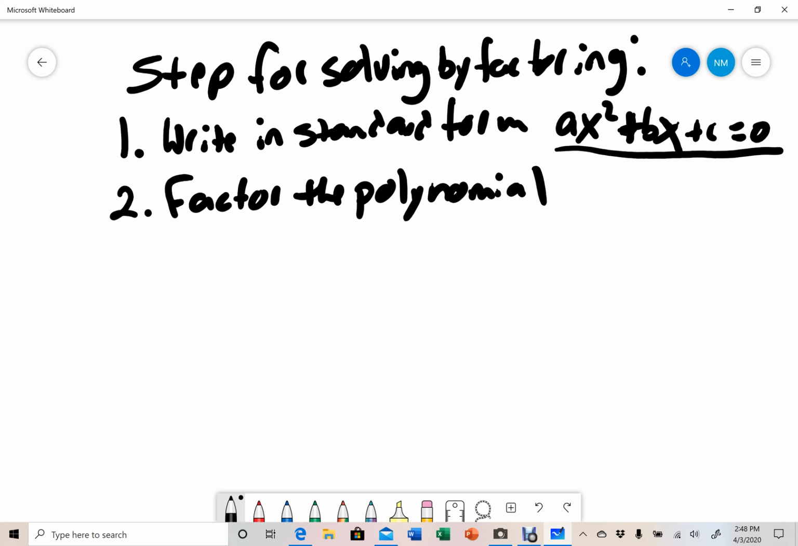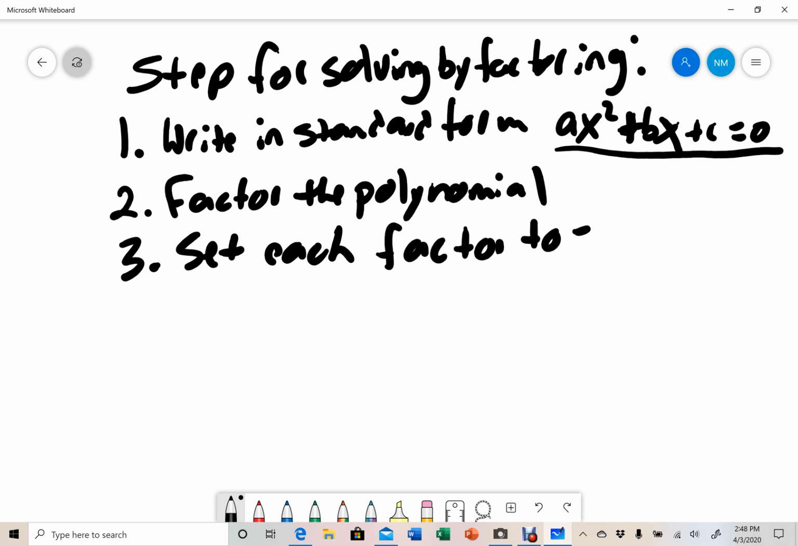Factor your polynomial. EJ, don't worry, you can pause and write your notes out as we go step by step so you don't fall behind. That's the benefit of having pre-recorded lessons. You can hit the pause button. So step number 2 is factor the quadratic equation, okay? Now, after you factor, step number 3 is you're going to set each factor to equal 0. And then step number 4 is you're going to solve.